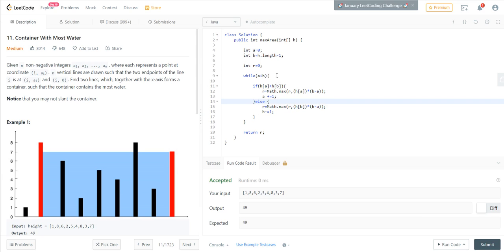So keep in mind, you need to find the minimum height and maximum width between these two. So your answer is 49. Like this, you can solve this in Big O of n complexity. Okay. So this is the simplest way to find the container with the most water.